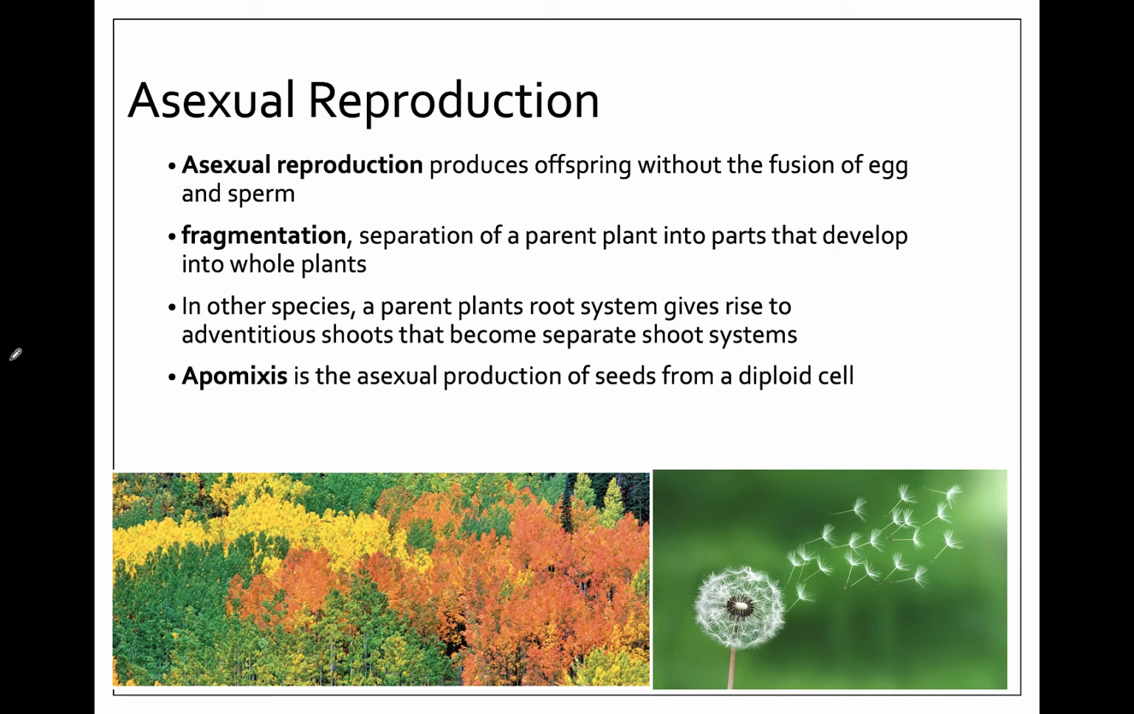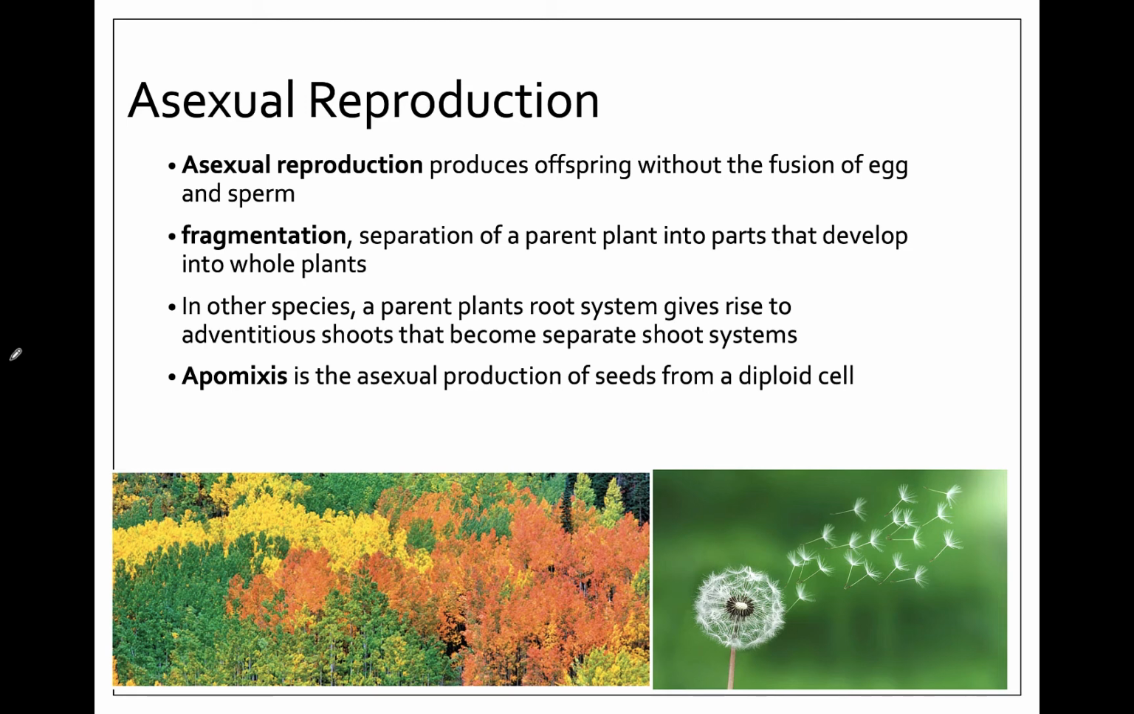Fragmentation is where a piece of the parent plant comes off and can develop into a whole new plant. For example, with potatoes, if you take a piece of a potato with an eye on it and plant it, it can grow into an entire potato plant.